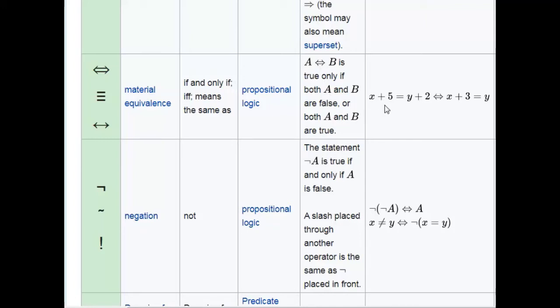For example, x plus 5 is y plus 2. This is equivalent with x plus 3 is y. Here, if it is true, this is also true. Because you can see here x plus 5, and we can write, instead of this one, x plus 3 is y, if we move 2 to the left side.